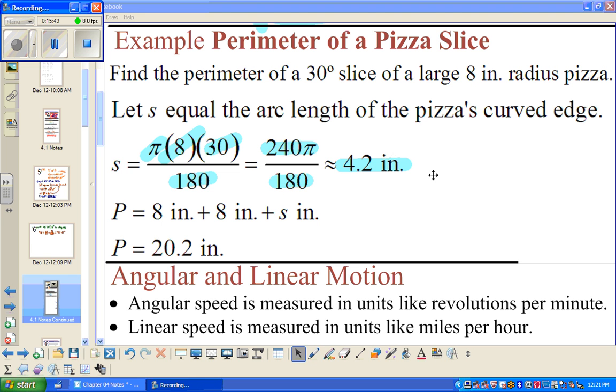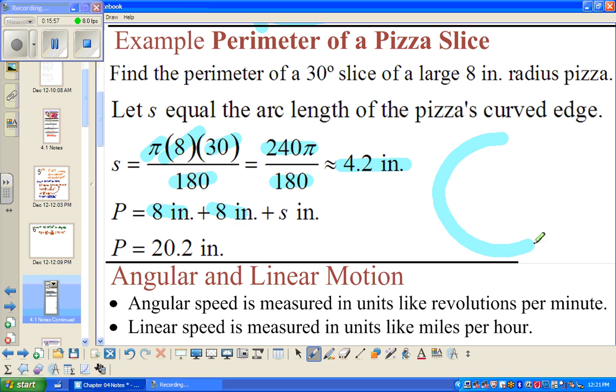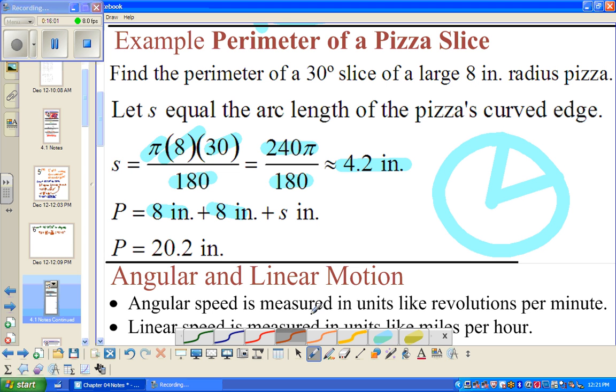Now that just tells us the arc length. Of course, since you're looking for the perimeter of the slice of pizza, you'd have to add 8 inches twice for the two sides. Obviously, those two sides would be equal to the radius, and the arc length you found would be that crust on the outside.